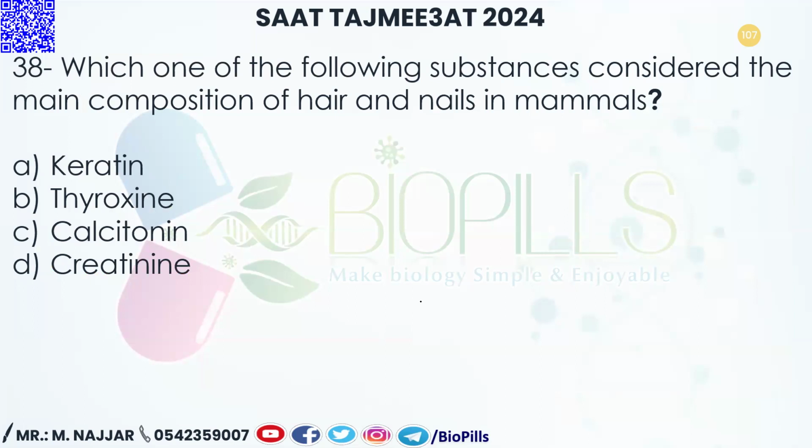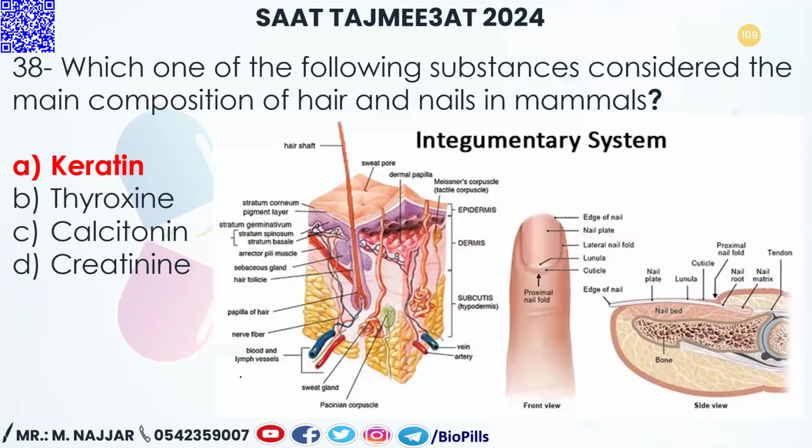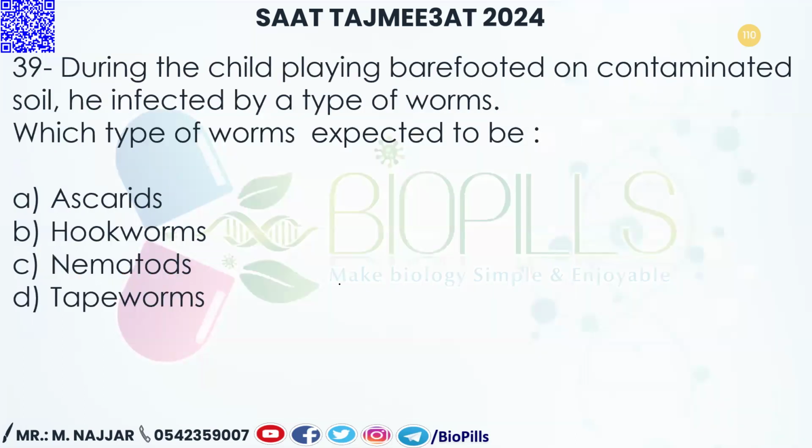Which one of the following substances considered the main composition of hair and nails in mammals? What makes our hair now? It's very easy. Yeah, keratin. Yes, perfect. It's keratin. Yeah, it's very sophisticated. I don't need it actually. These details. Question number 39.